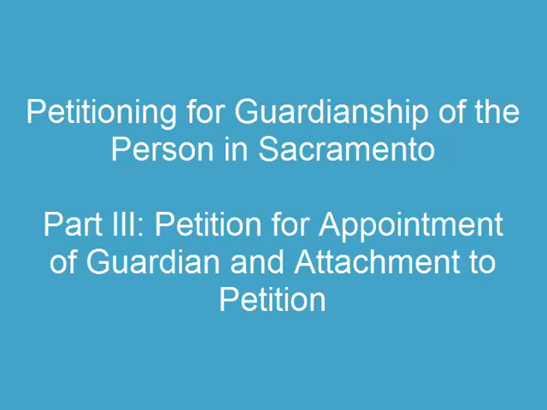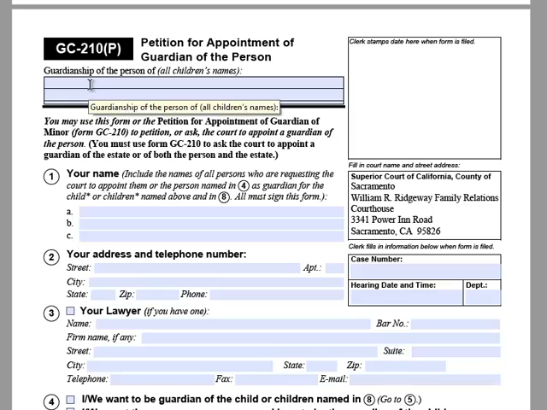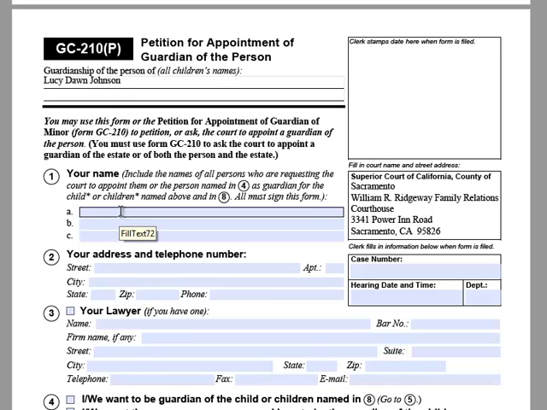Since you are doing a guardianship of the person only, the Court's Part 1 packet contains a version of the petition that is specific to guardianship of the person. The form number is in the upper right, CG210P. Up at the top where it says Guardianship of the Person of all children's names, I'm writing out Lucy's name. If you were seeking guardianship of more than one child, you'd list the others as well, but since it's just her, it's only her name.